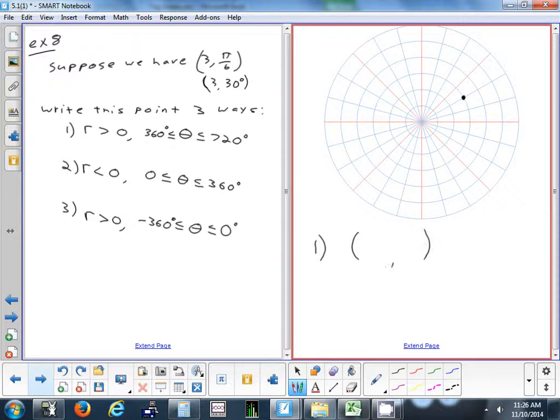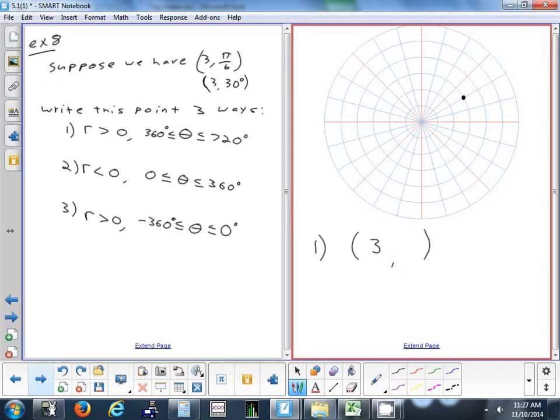What's my only choice? If I want to keep the radius positive and land on the third circle, what number do I have to use? 3. Okay, I can't pick anything other than 3. If I pick 5, I'm not going to be on the third circle, right? At least for a positive number, I have to pick 3.